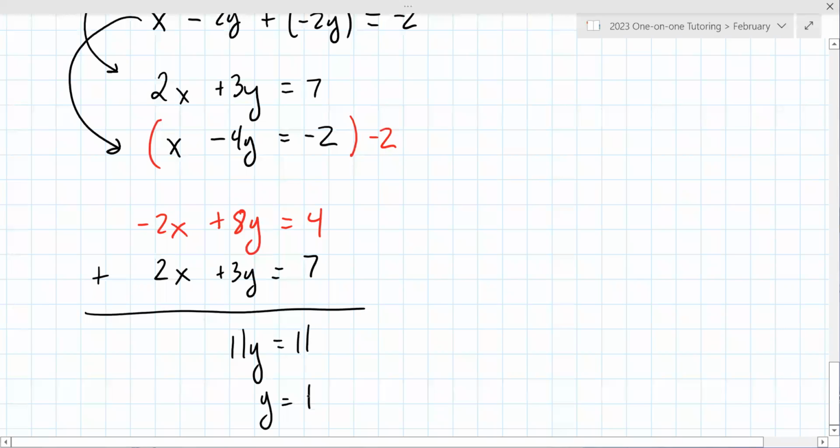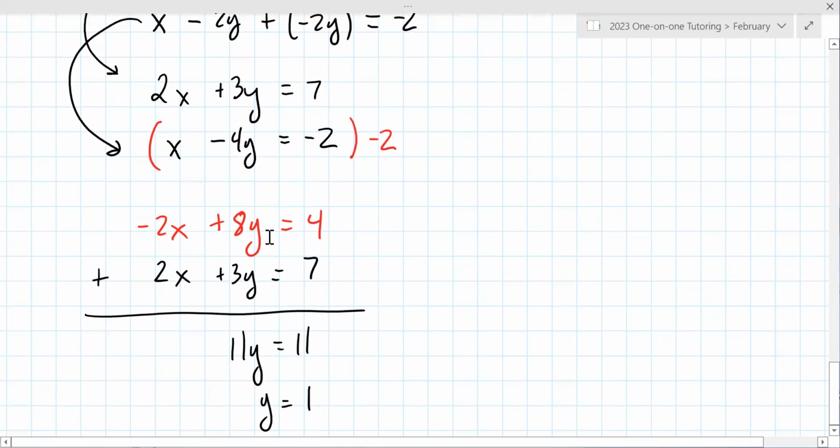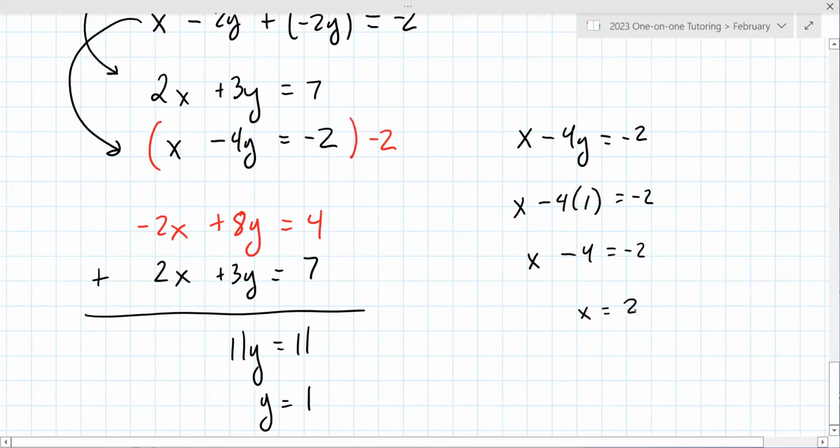Okay. Are we done? We've got to solve for x and z still. So unfortunately, we're not even close to done. We're going to use that second equation, x minus 4y equals minus 2, because it's the most simple one for getting x, in my opinion. And so we get x minus 4 equals minus 2, x equals 2. Now you're in really good shape. You can go back and find that z was minus 2y, minus 2 times 1, which is minus 2.